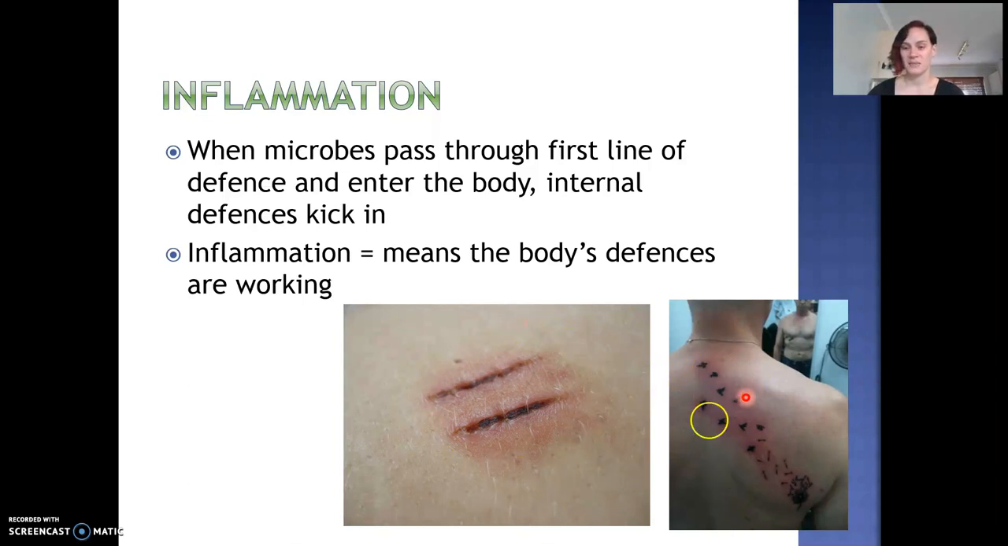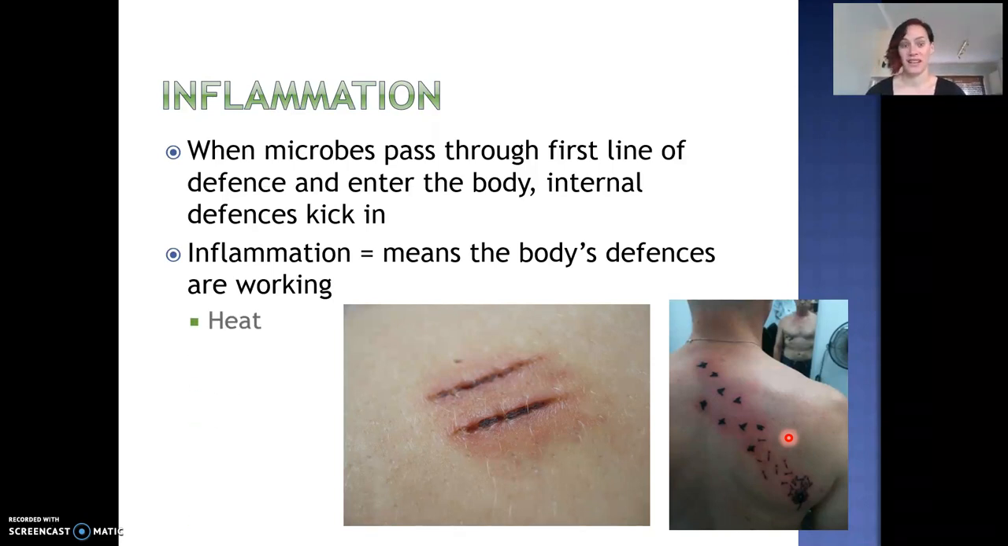is working. And here, someone's actually voluntarily gone and got what looks like a terrible tattoo, and their body is reacting to that because what they're doing is pushing ink into the skin. So we're trying to get past the physical defense that is the skin, when really it shouldn't be.